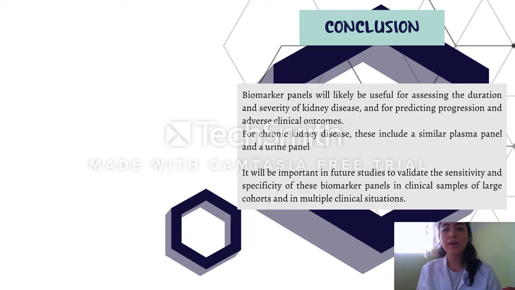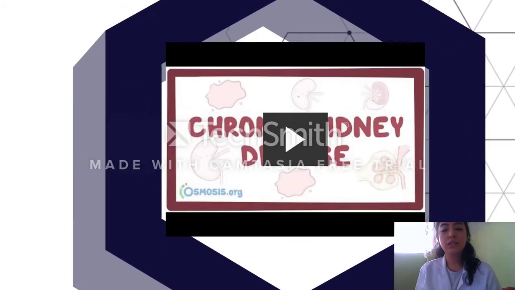In conclusion, biomarker panels will likely be useful for assessing the duration and severity of kidney disease and for predicting progression and adverse clinical outcomes for chronic kidney disease. These include a similar plasma panel and urine panel. It will be important in future studies to validate the sensitivity and specificity of this biomarker panel in clinical samples of large cohorts and in multiple clinical situations.